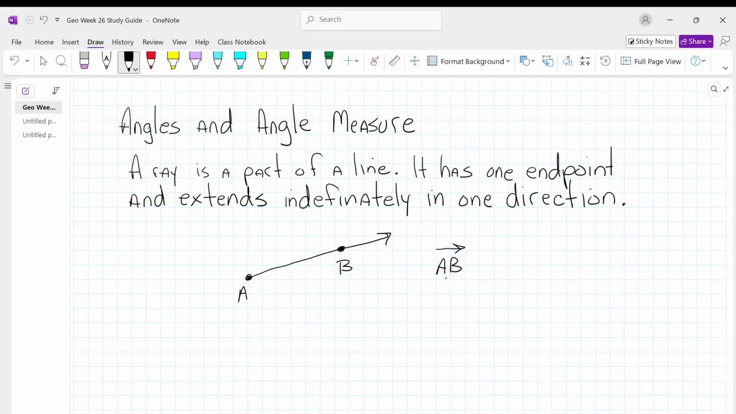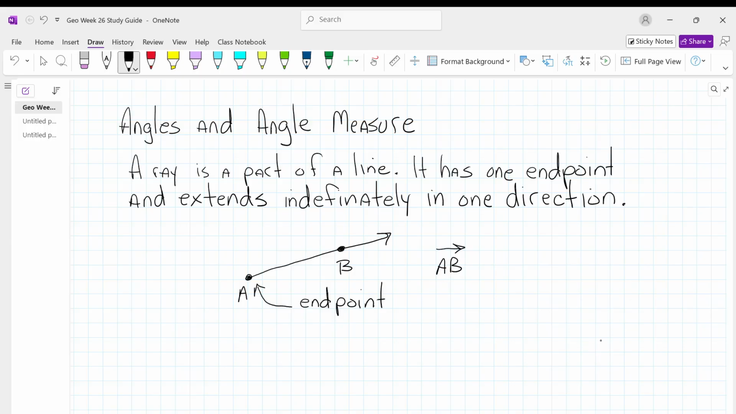When you're describing a ray, the letter in the description is always at the beginning of the ray. And oddly, the beginning, the starting point of the ray is called the endpoint. All right. But when you're describing a ray, you start with the endpoint, and then you pick one other point on the ray.